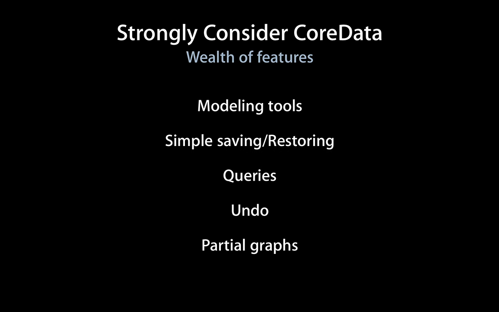So why? What are some of these features? There's modeling tools and very, very simple saving and restoring. You can query to get portions of your object graph returned to you. There's support for undo, which is really, really terrific. The support, again, for partial object graphs, reading in a portion of an object.